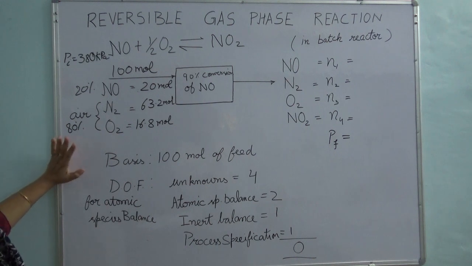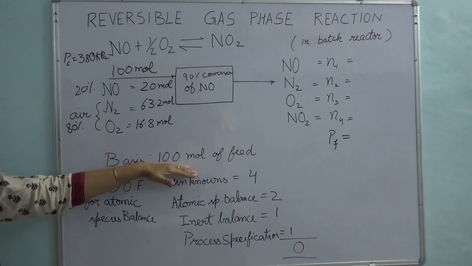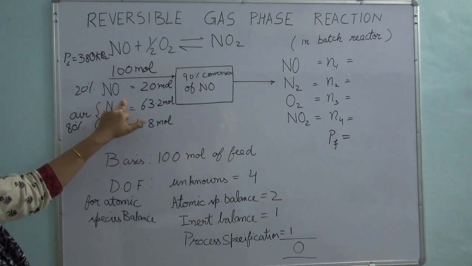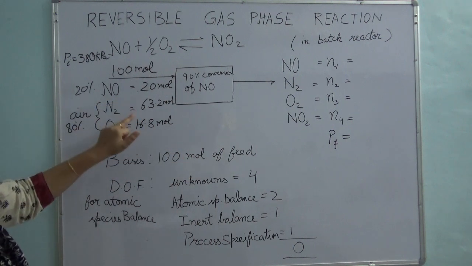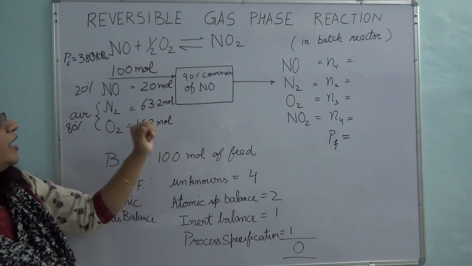First of all, I will have to choose a basis. Since I know the mole fractions of the inlet stream, I am going to choose my basis as 100 moles of feed. Based on this, I am going to first calculate what are the inlet amounts which I am putting in the batch reactor.